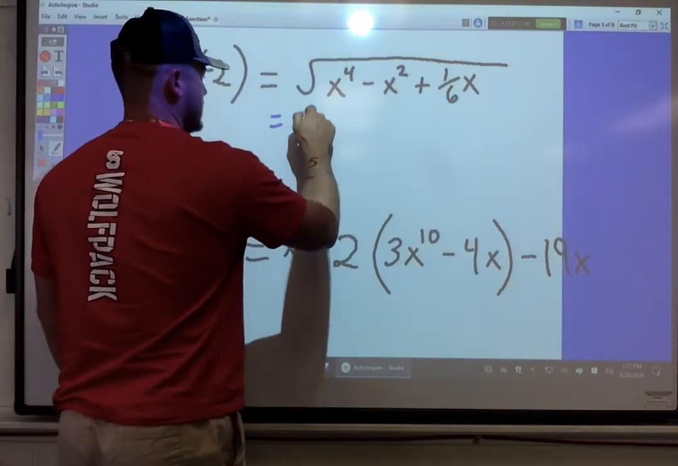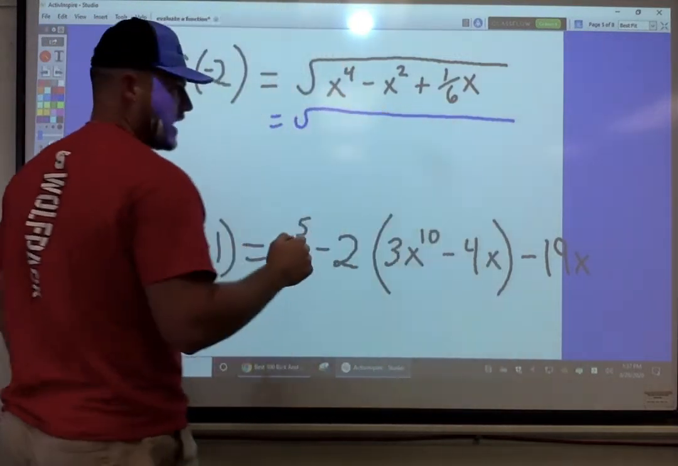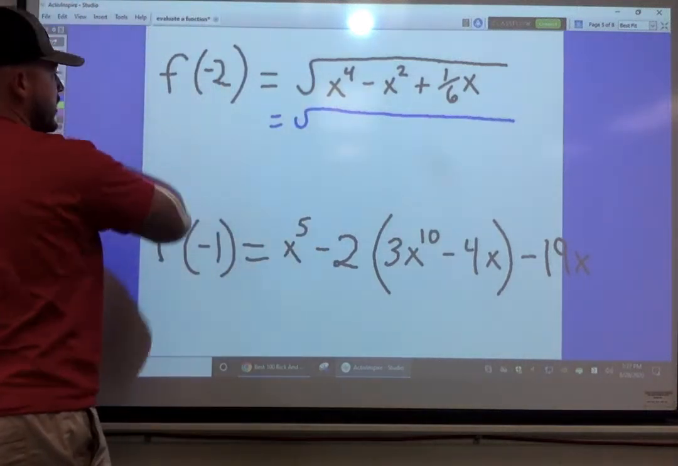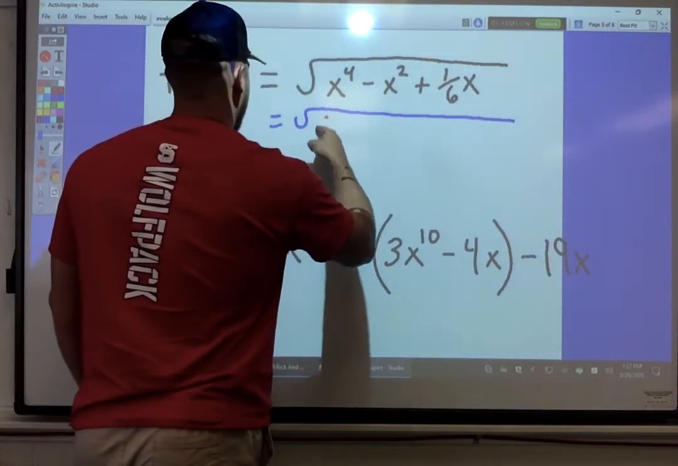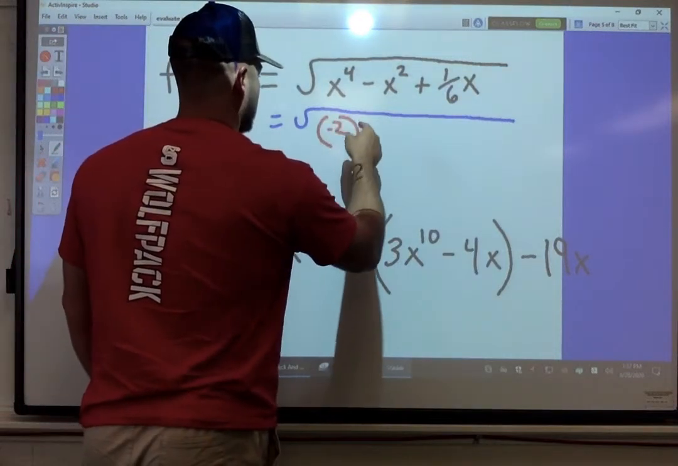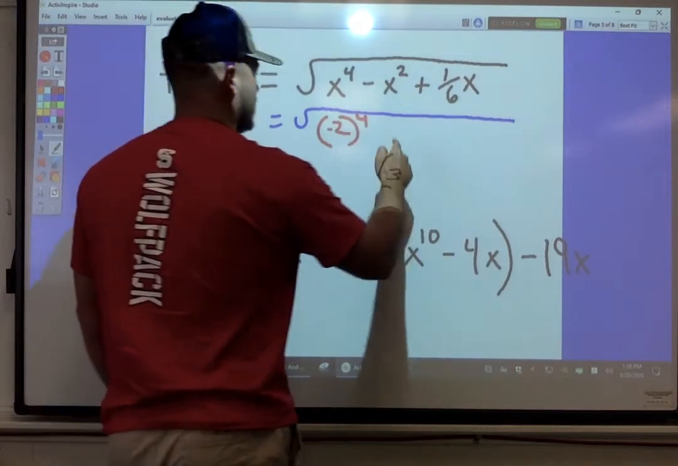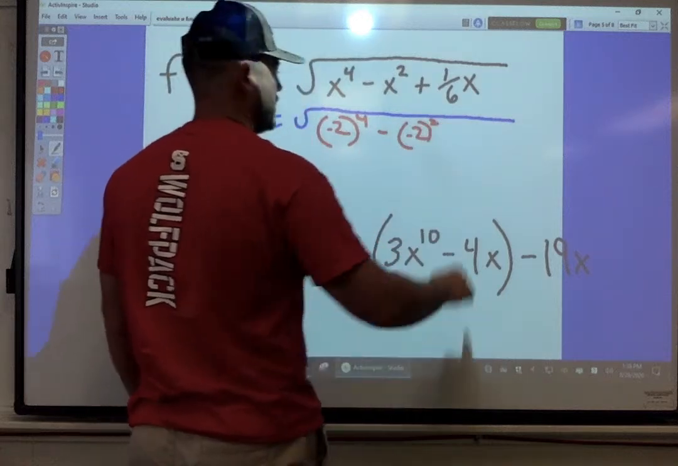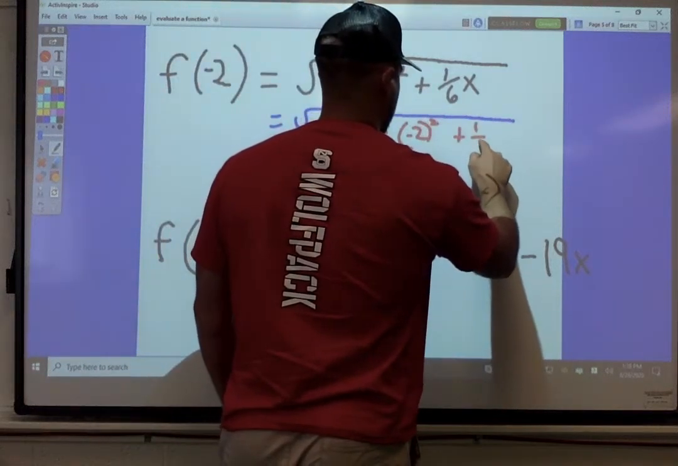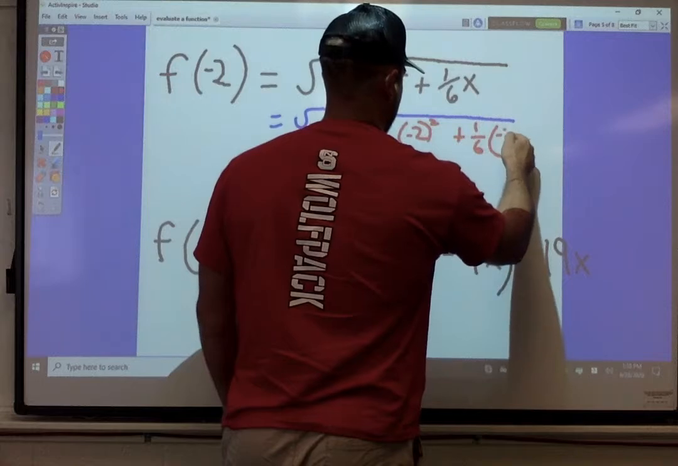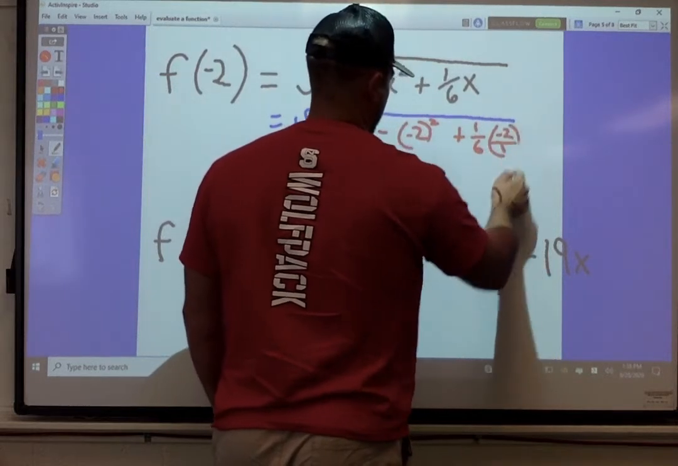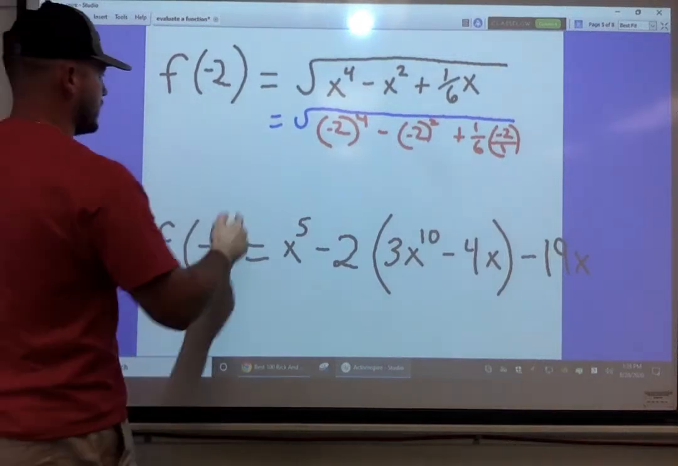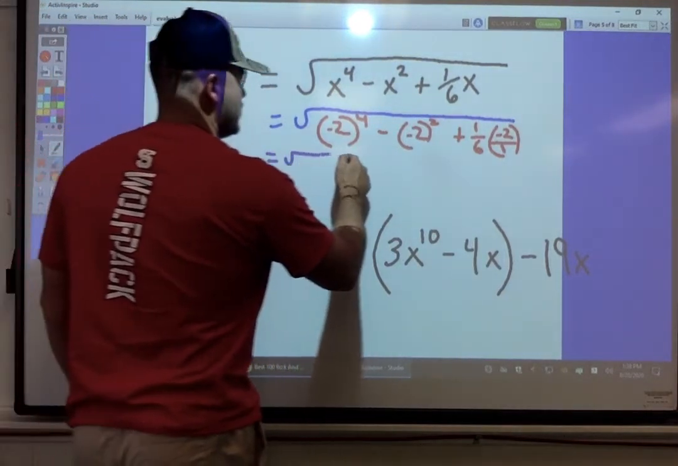So, I'm kind of taking a step down here. If you guys were going to type this into your calculator, you'd make your square root, right? And then inside that square root, we'll have a negative 2 raised to the 4th power minus a negative 2 squared, and then plus 1/6 times a negative 2. You could say negative 2 over 1 if you want to. Right? So let's take it a step further down. Equals square root.